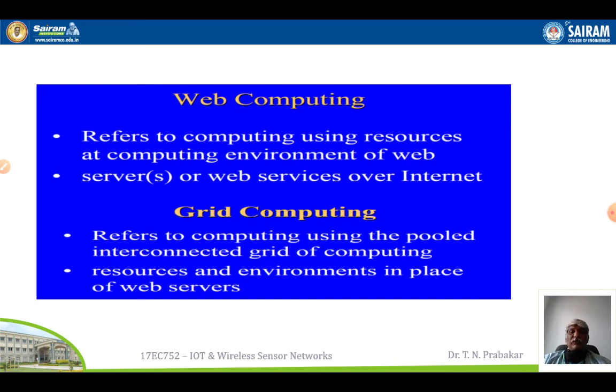And grid computing refers to computing using a pooled interconnected grid of computing. Again, similar to your distributed computing, here again there is a grid of computing. Normally we call it a grid, right? Electricity grid we know. Supposing in one state we are generating the electricity, and the electricity will be passed on to the other states where the electricity is not available or minimally available through the grid. So grid is actually a collection of networks, we can say, or a collection of computing nodes. So here a pooled interconnected grid of computational nodes is available, and the resources and the environment in place of web servers. So there should be some resources and environments on which we are going to do the computations, in place of the web servers.